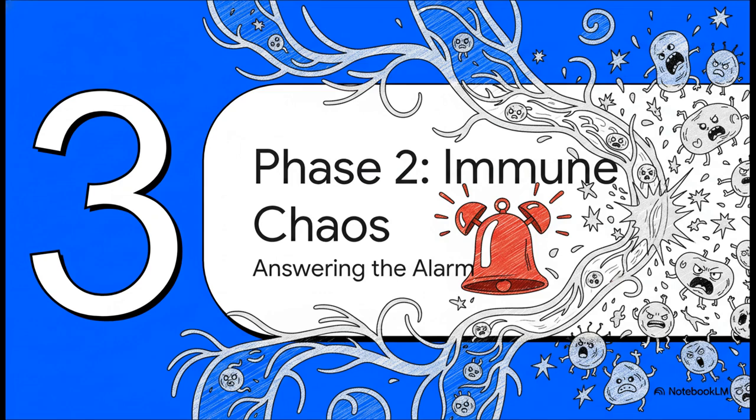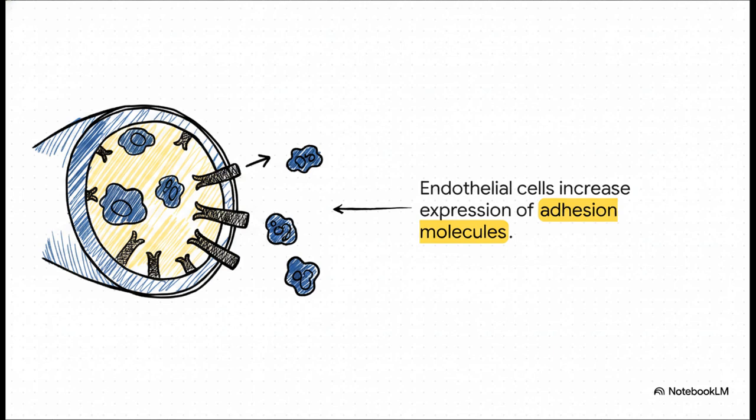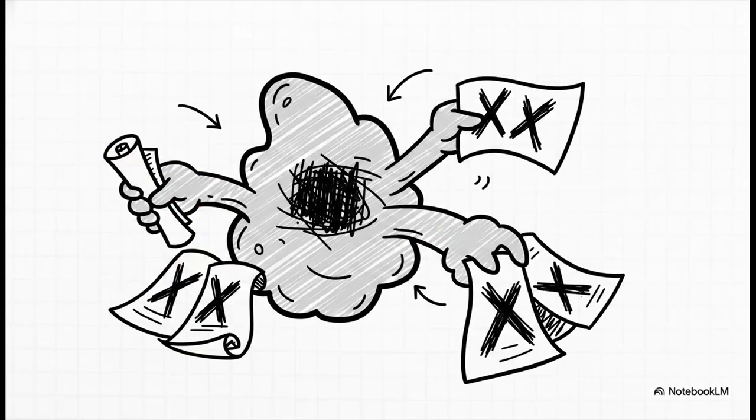Answering the alarm. That biological SOS from the suffocating blood vessels is physically transmitted by the distressed endothelial cells. Remember, those are the cells lining the vessels. Well, they start increasing their expression of adhesion molecules. You can kind of think of these adhesion molecules like microscopic strips of Velcro appearing on the inside of the blood vessels. They're specifically designed to grab onto passing immune cells and recruit them right to the scene of the damage.